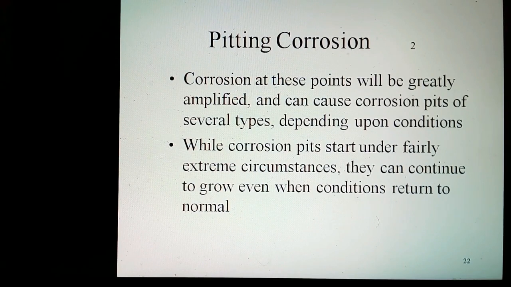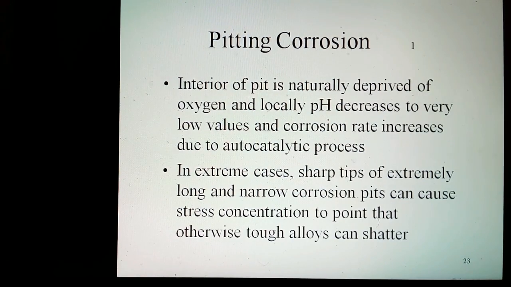Corrosion at these points will be greatly amplified and can cause corrosion pits of several types, depending upon conditions. While the corrosion pits only nucleate under fairly extreme circumstances, they can continue to grow even when conditions return to normal. Since the interior of a pit is naturally deprived of oxygen and locally the pH decreases to very low values, the corrosion rate increases due to an autocatalytic process. In extreme cases, the sharp tips of extremely long and narrow corrosion pits can cause stress concentration to the point that otherwise tough alloys can shatter.